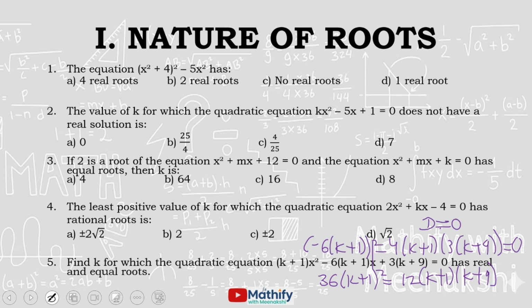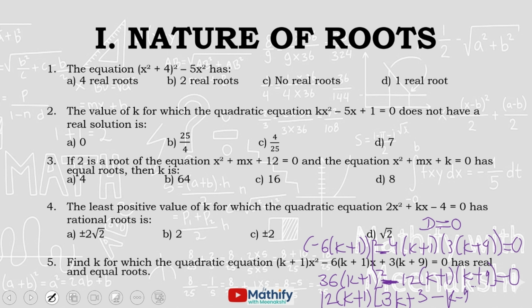Yes, now you can take common. This is minus, okay? This is minus, equal to 0. Now what you will do, you can take common 12 and k plus 1. So what you are left with, if you take 12 and k plus 1 common, you are left with 3k plus 1, that is 3k plus 3, I can write directly 3k plus 3. And here if you take 12 and k plus 1, you are just left with minus k minus 9.